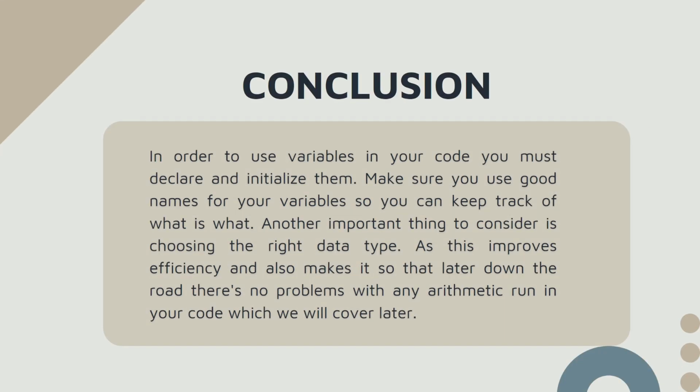So in conclusion, in order to use variables in your code, you must declare and initialize them. Make sure you use good names for variables so you keep track of what is what. Another important thing to consider is that choosing the right data type can improve your efficiency and also makes it so later down the road there's no problems in your arithmetic that we will cover later on.